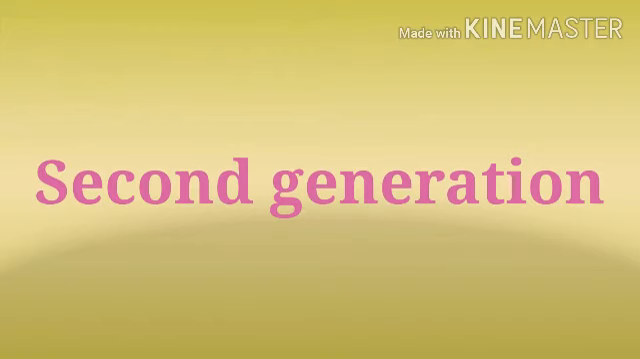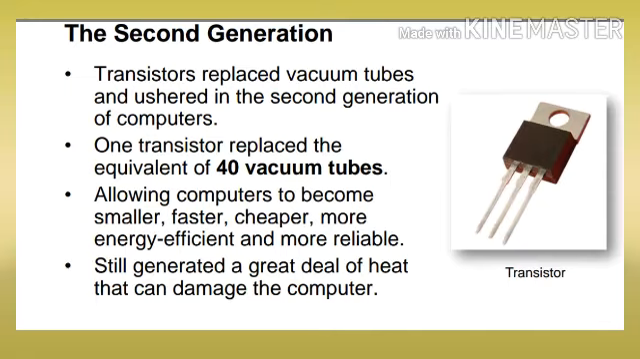Let's see the second generation of computer. In the second generation, transistors replaced vacuum tubes. One transistor replaced the equivalent of 40 vacuum tubes, allowing computers to become smaller, faster, cheaper, more efficient and more reliable. They still generated a great deal of heat that could damage the computer.